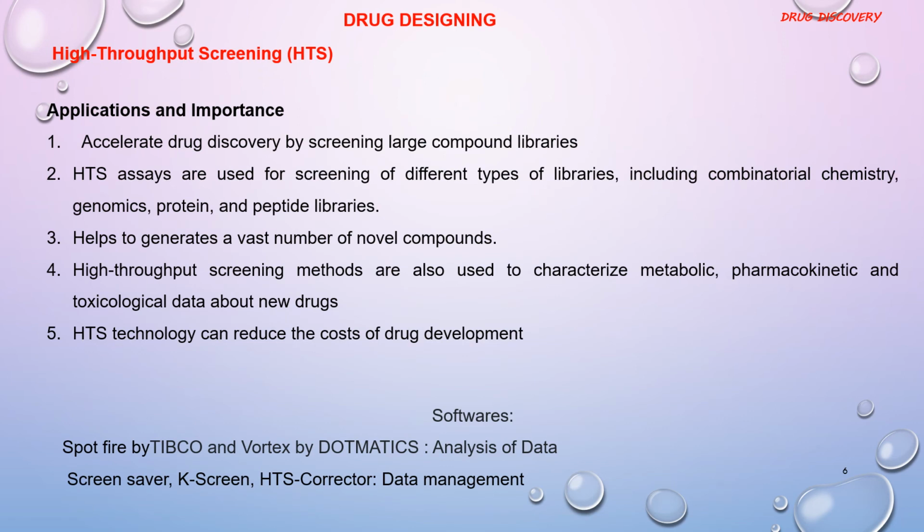Applications and importance of HTS. It accelerates the drug discovery process because it helps in screening of a large number of molecules from libraries and assay tests. HTS assay can be used for screening of different types of libraries from genomic, protein, peptide, combinatorial chemistry libraries also. And sometimes it helps to generate a vast number of novel compounds.